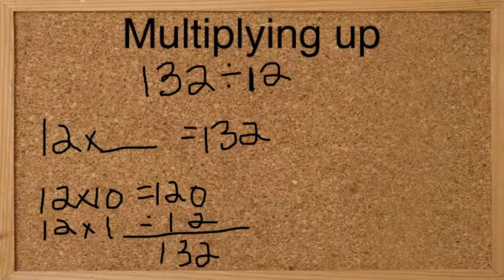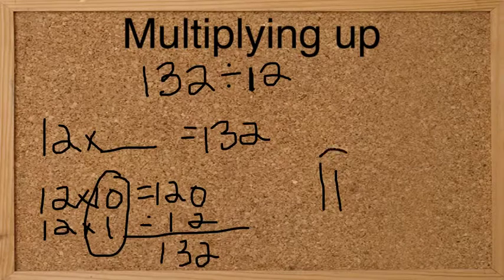But my answer here is not 132. My answer is how many times did I multiply it? So 10 plus 1 would give me 11. So the answer to the problem is 11. Now this is a great strategy, but as your numbers get bigger, sometimes what happens is you lose track of how much further you have to go, and at the end when you add up, you find you actually went over what you needed to.